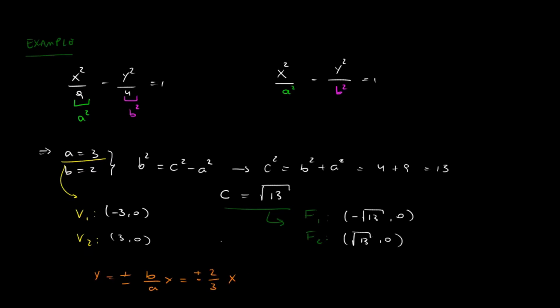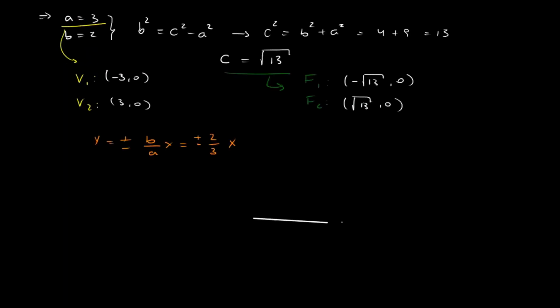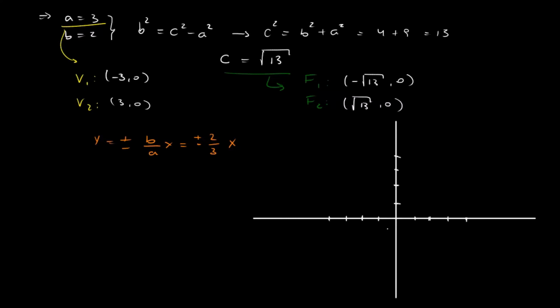So with all this information, we can now plot our hyperbola. The two vertex points are at minus 3, 0 and 3, 0. That is, one is here and the other one here. The two focus points are in plus and minus square root of 13, 0. That is something around here and here.